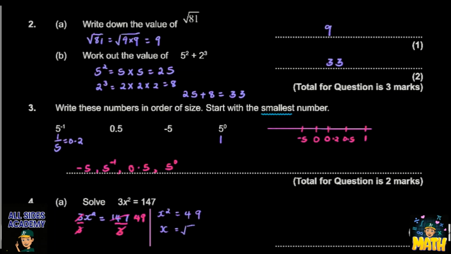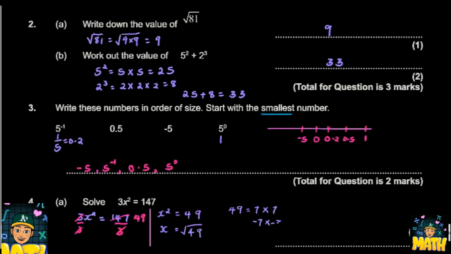So x is found by taking the square root of 49. Now remember, I want to point this out: when we are writing 49, remember when we are multiplying positive numbers and negative numbers together. 49 can be found by 7 times 7. It can also be found by 2 negative 7s. So x can either be positive 7 or negative 7.